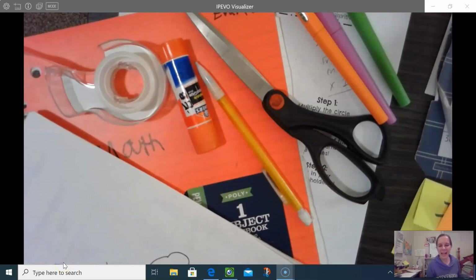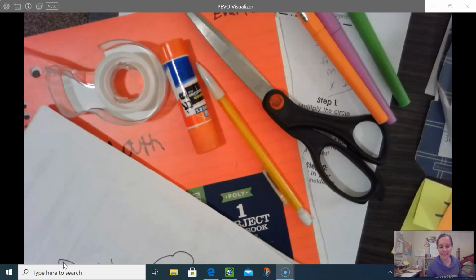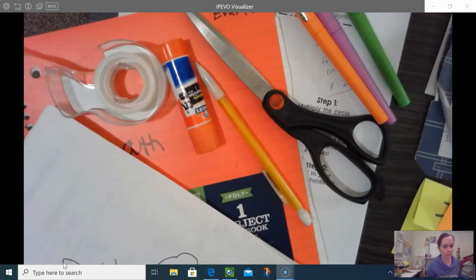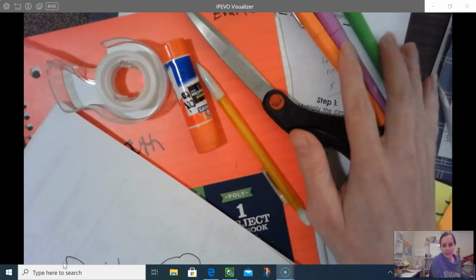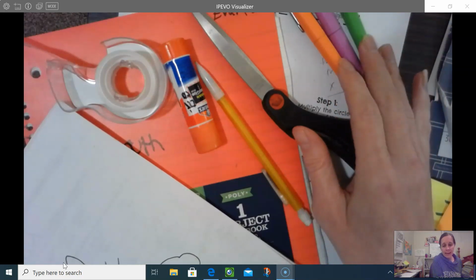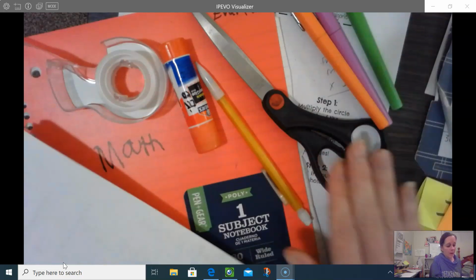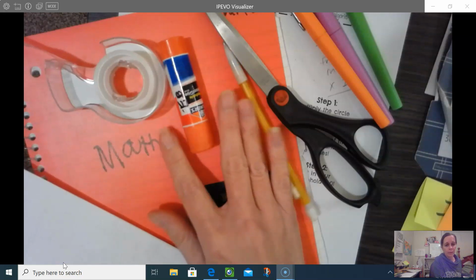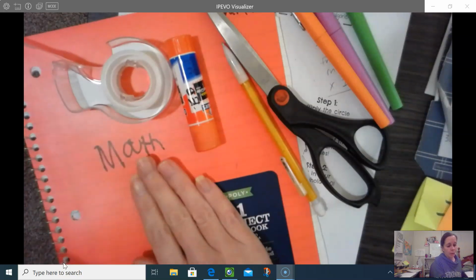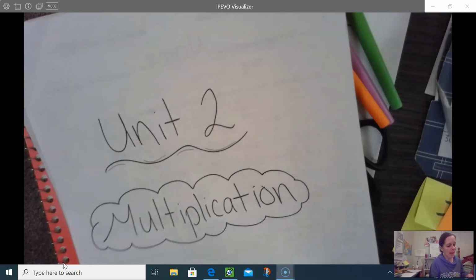Mrs. Becker here. I've got some things that I'd like you to have for our lesson today. We are going to be doing an interactive notebook page. So as you can see, I've got 3 different colors. Make sure that they are colored pencils and that they are very different. I'd also like you to have a scissors, a regular pencil, your choice of a glue stick or some tape, your interactive notebook, and then your math packet.